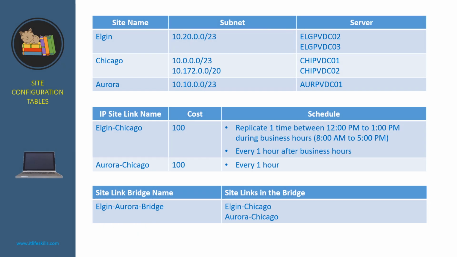Now we can summarize our site configurations into 3 tables. The first table is a site table that includes the site name, subnet, and server. The second table is the site link table, which includes the site link name, cost, and schedule. And the last table is the site bridge table, which includes the site bridge name and site links in the bridge.